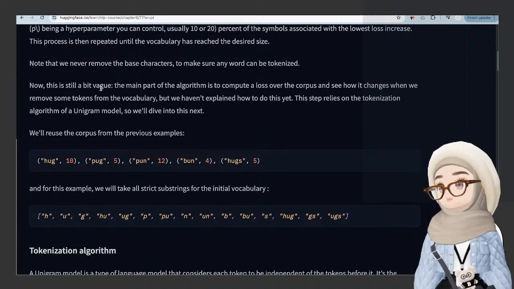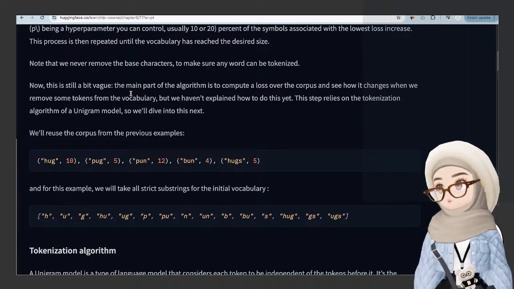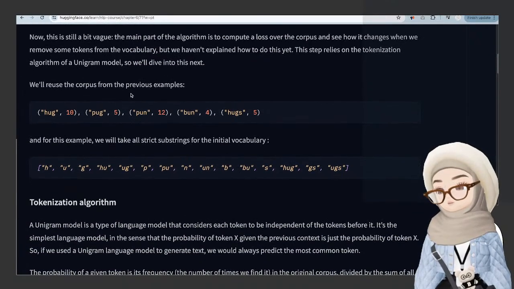Now this is still a bit vague. You think the main part of the algorithm is to compute a loss over the corpus and see how it changes when we remove some tokens from the vocabulary, but we haven't explained how to do this yet. This step relies on the tokenization algorithm of a unigram model. So we'll dive into that next.